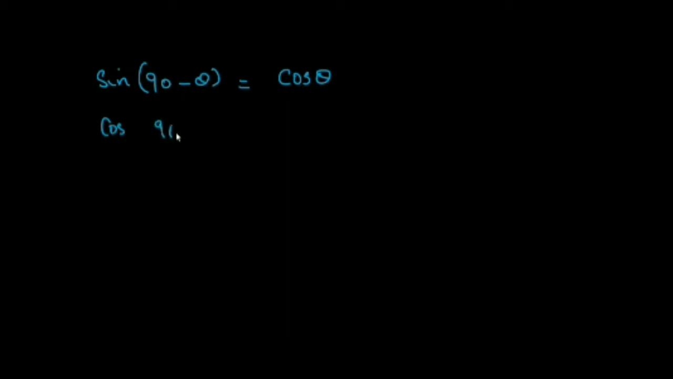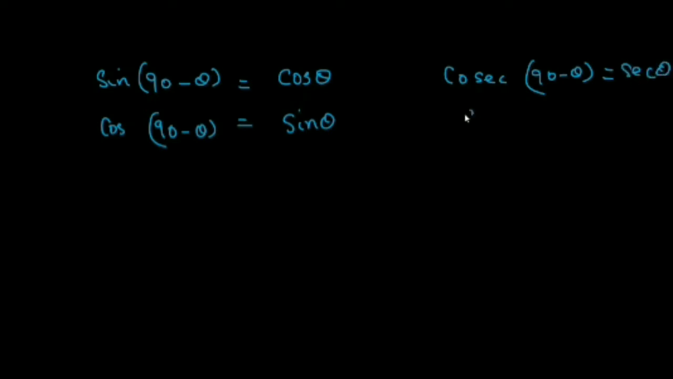So what is cos 90 minus theta? Sine theta. So it is not reciprocal. Reciprocal is different from complementary ratio. Sine's reciprocal is cosecant, but complementary ratio is cos. Okay, sine is cos, cos is sine. Then cosecant is secant. Cosecant 90 minus theta is secant theta, and secant 90 minus theta is cosecant theta.